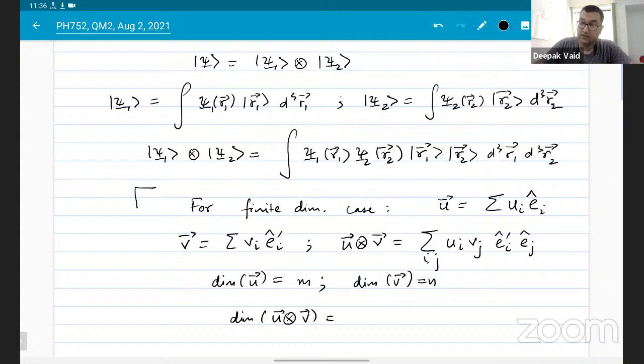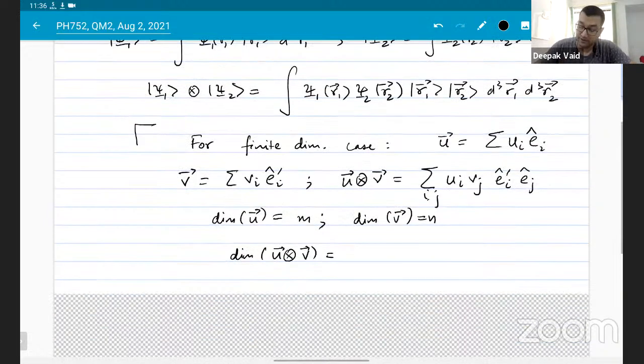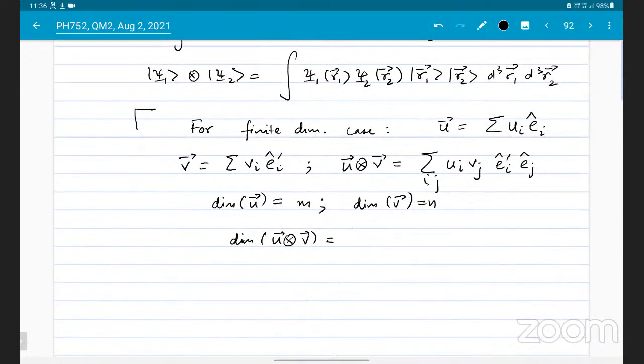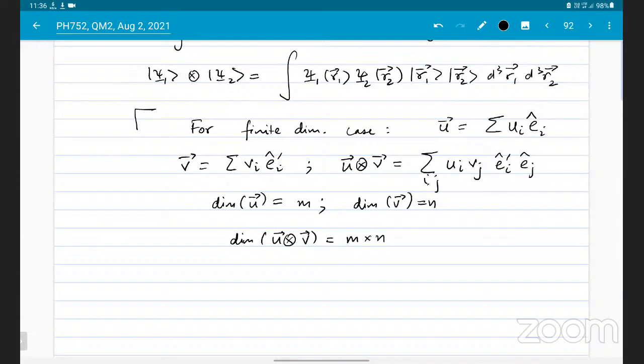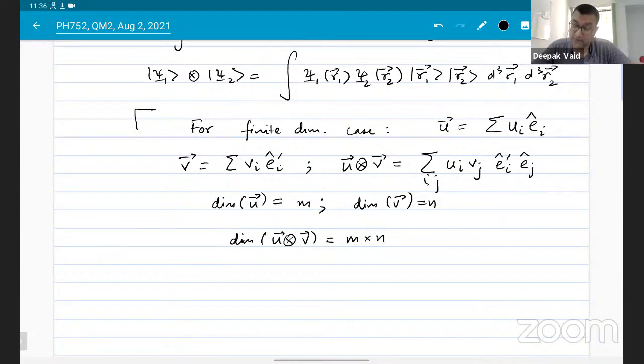Anybody? Ashutosh? Bhartin? Varsha? M plus N minus 1. M times N. We are talking about the tensor product, okay? Not the direct product, direct sum. If it was the direct sum, then it will be M plus N.